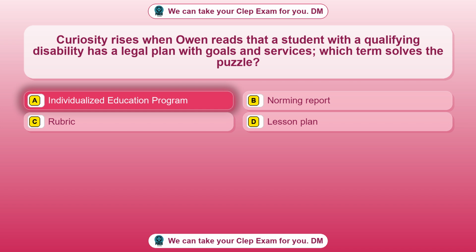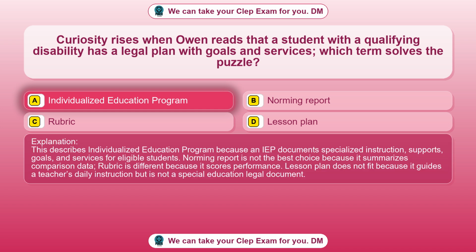Individualized education program. This describes individualized education program because an IEP documents specialized instruction, supports, goals, and services for eligible students. Norming report is not the best choice because it summarizes comparison data. Rubric is different because it scores performance. Lesson plan does not fit because it guides a teacher's daily instruction but is not a special education legal document.